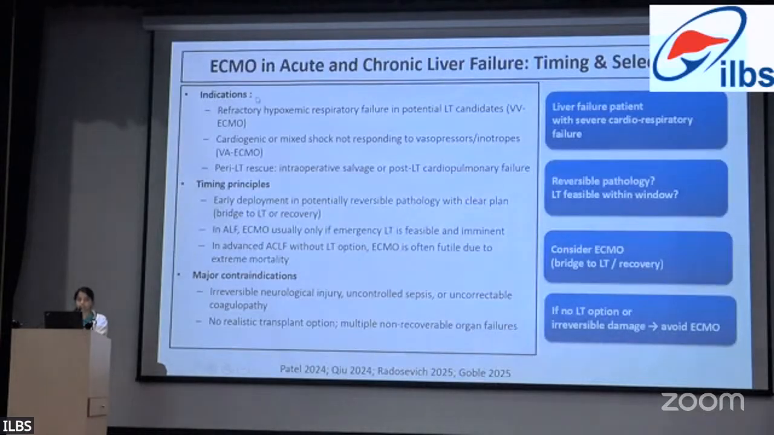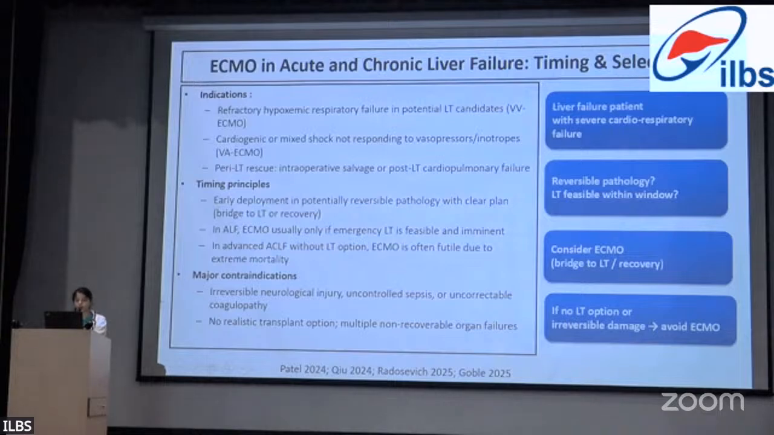Its indications are refractory hypoxemic respiratory failure in potential LT candidates, and cardiogenic or mixed shock not responding to vasopressors and inotropes, that is cardiac failure. They should be receiving veno-arterial ECMO, along with peri-LT rescue, intraoperative salvage, or post-LT cardiopulmonary failure. Now, timing is very important. Early deployment in potentially reversible pathology with a clear plan of bridge to LT or recovery. In ALF, it is usually only if emergency LT is feasible and imminent. In advanced ACLF without an LT option, ECMO is often futile due to extreme mortality.